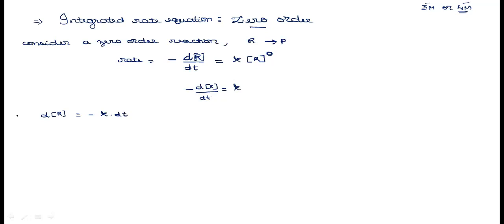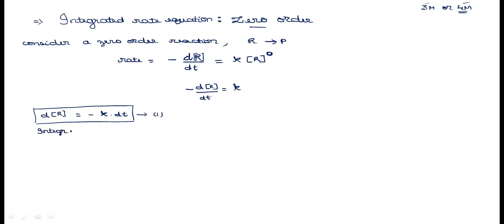Now why have I done this kind of rearrangement? Before doing the integration, this is the arrangement required. So we'll have similar terms together on one side. On the left hand side we have the concentration term, on the right hand side we have a constant with time. Now we'll consider this equation form as 1, and for this equation we'll integrate on both the sides.